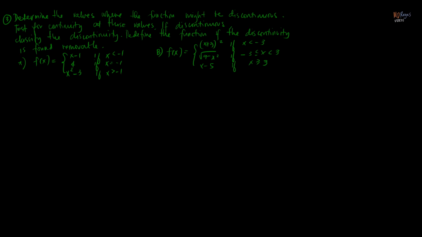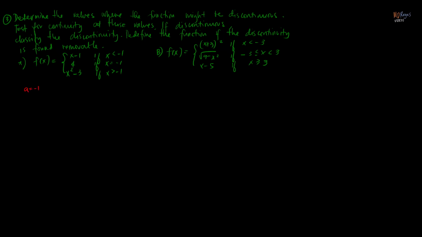Number 3: we want to determine the value or values where the function might be discontinuous. Test for continuity at those values. If discontinuous, classify the discontinuity, so we have to say whether it is removable or essential. Redefine the function if the discontinuity is found removable. We'll solve for A first. In letter A, we will be checking if the function is continuous at x equals -1.